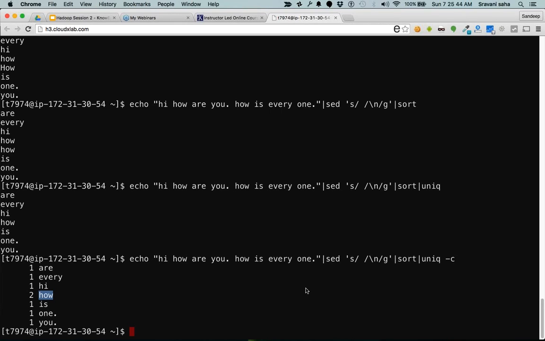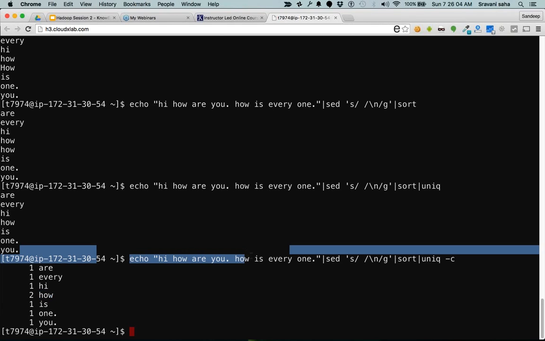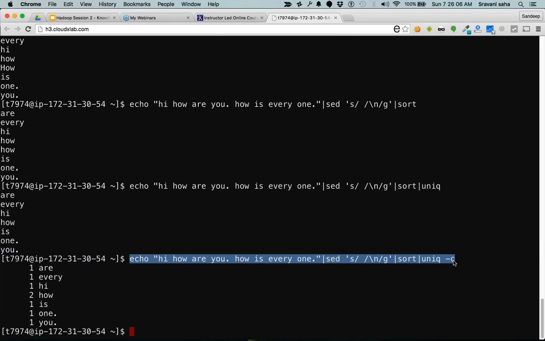Any questions at this point? We are basically saying count the distinct words. Sounds good to everyone? Is it clear? All the commands, echo, sed, sort. So how many commands do we have in this one? How many commands are there in this line?